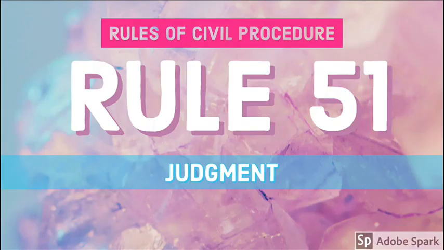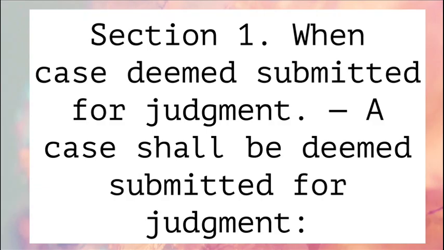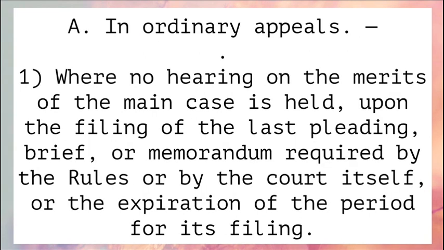Rule 51. Judgment. Section 1. When case deemed submitted for judgment. A case shall be deemed submitted for judgment. A. In ordinary appeals. 1. Where no hearing on the merits of the main case is held, upon the filing of the last pleading, brief, or memorandum required by the rules or by the court itself, or the expiration of the period for its filing.